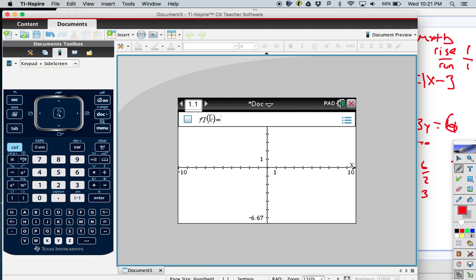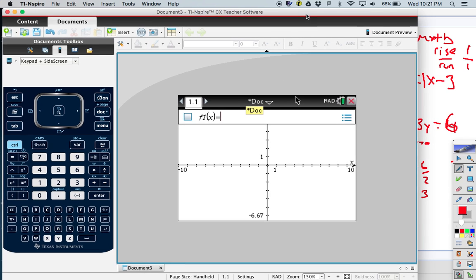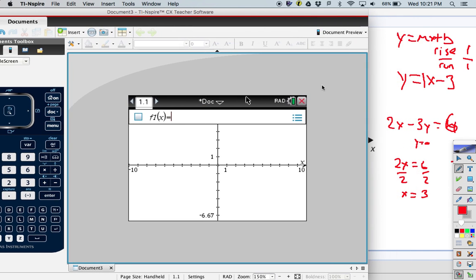And it comes up with this f1 of x. Remember, f1 of x is just another way of saying y. So this is in y equals form. In order to graph it, you have to put them in y equals form. So that might be some of your challenge. But look what happens here. I'm going to graph this one. It says y equals x minus 3.